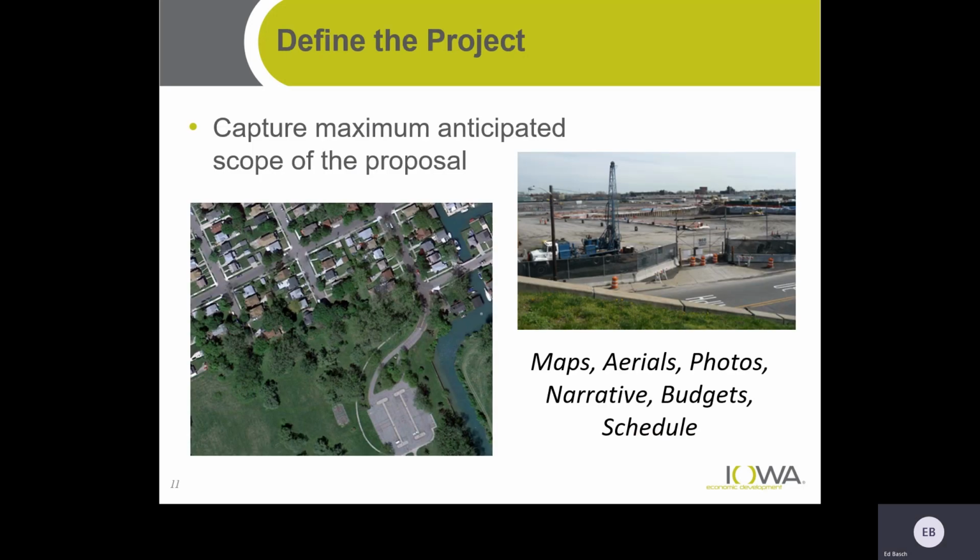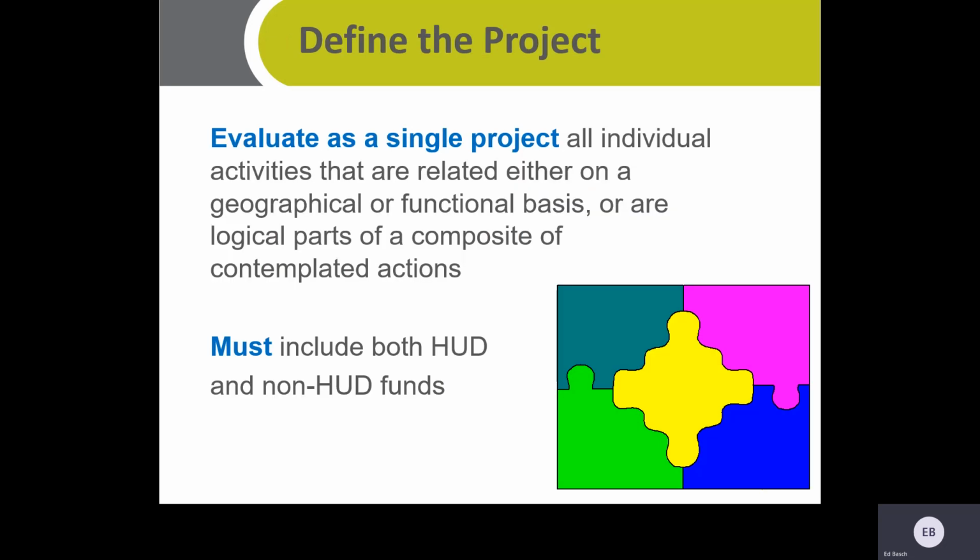When you're defining your project, you need to capture the maximum anticipated scope of the proposal. So, including maps, aerial photos, good descriptive narrative, budgets, and a project schedule is helpful in defining the project. And you must evaluate all related activities as a single project based either on geographical or functional basis. They are logical parts of a composite of contemplated actions.